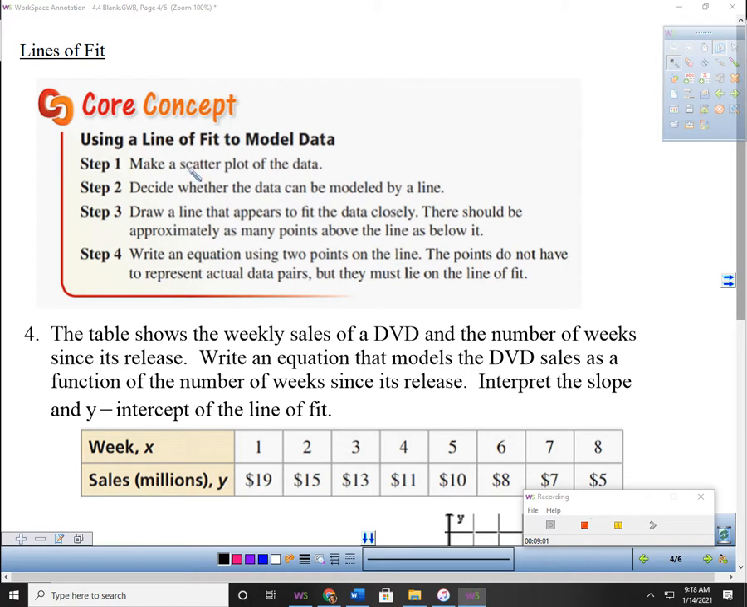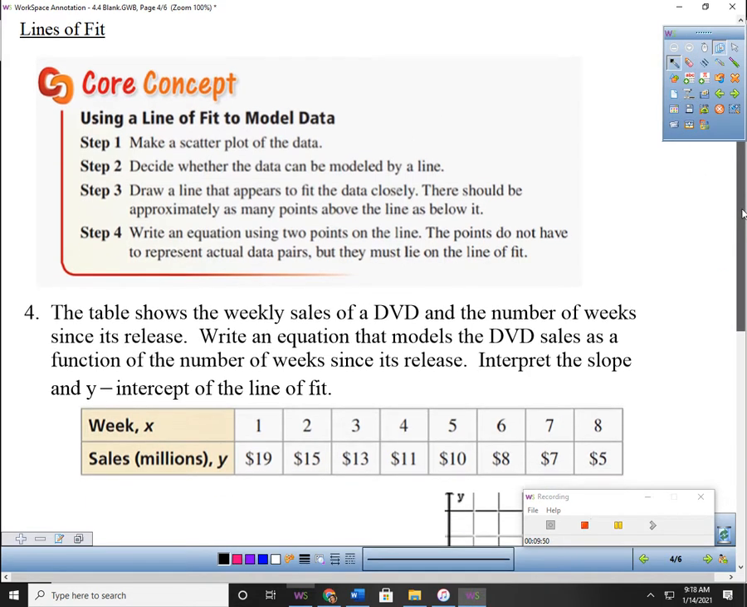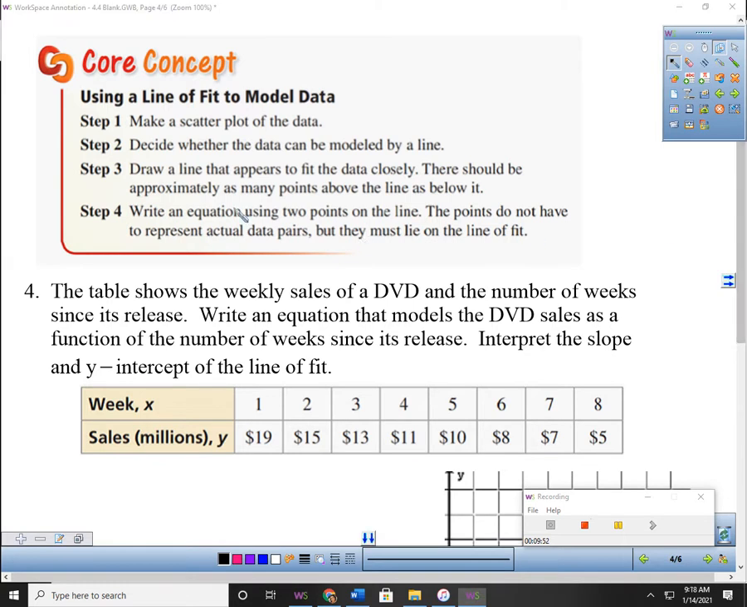All right, so what you will do is you'll get some data, and you're going to make a scatter plot. You're going to plot the dots, all right? And then you're going to decide whether this data can be modeled by a line. So in other words, if I've got some dots going like this, then yes, those are all kind of going in the same direction, right? I could model that with a line. But if I don't have a correlation, then I can't, right? So if there's no correlation, then you can't do that.